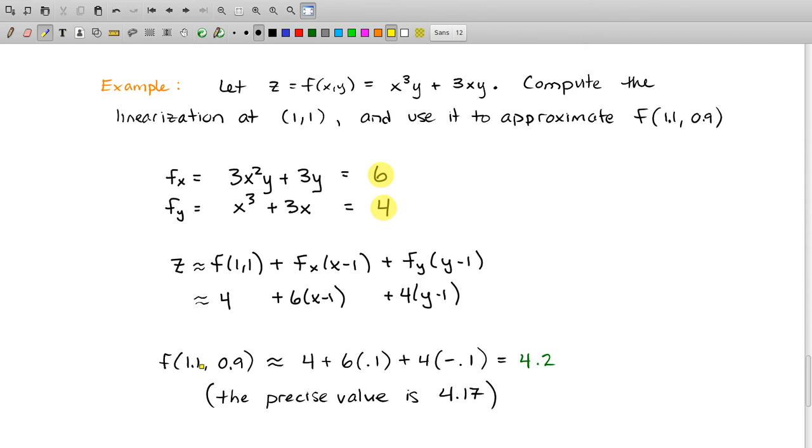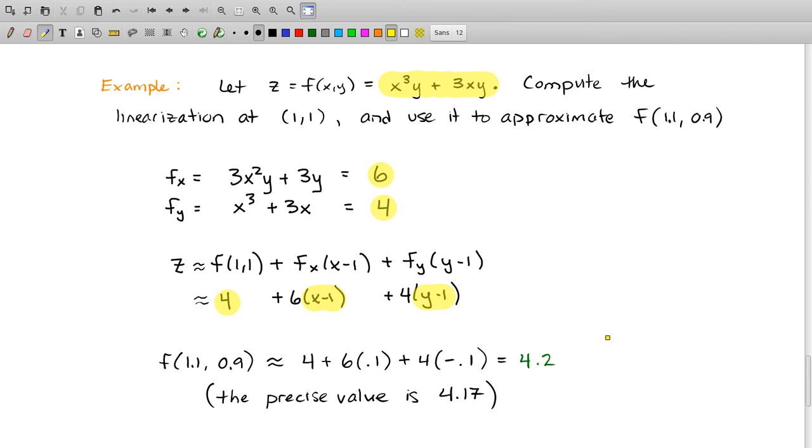Now, the idea is that the linearization has a value nearly equal to the value of the function at nearby points. So let's go to a nearby point, 1.1, 0.9. All right, so I have 4 plus 6 times x minus 1. Well, x here is 1.1. 1.1 minus 1 is 0.1. Plus 4 times y minus 1, that gives me negative 0.1. And I plug all that in and add it up, and I get 4.2. If I plug in the values 1.1, 0.9 into the original function with a calculator, I get 4.17. So it's a reasonable approximation.